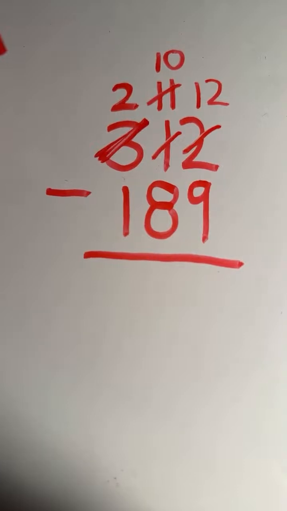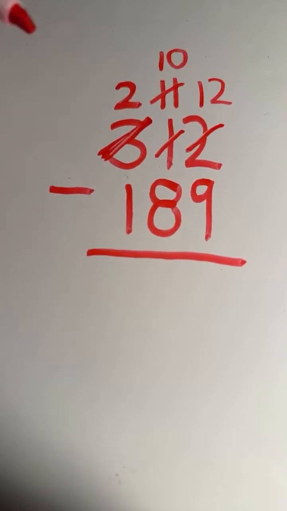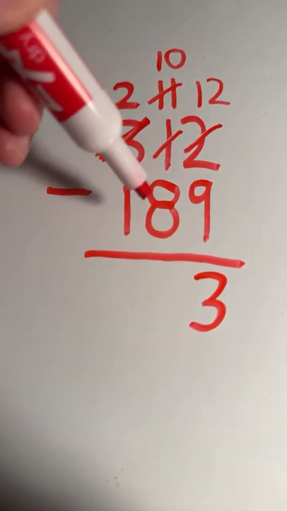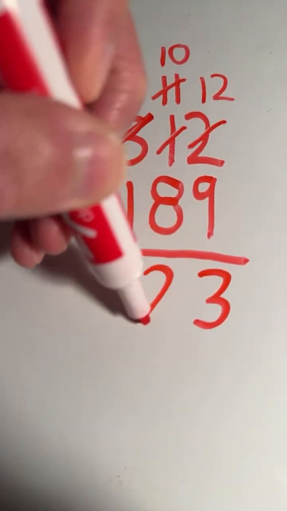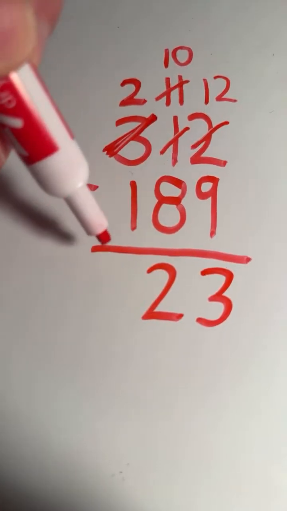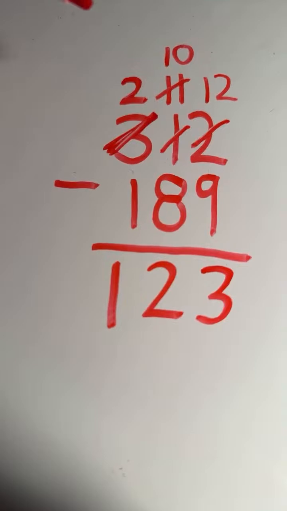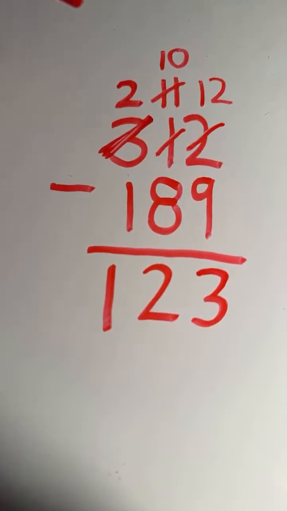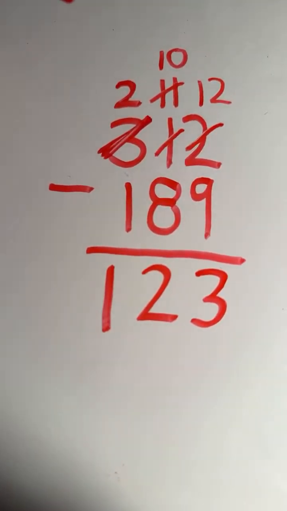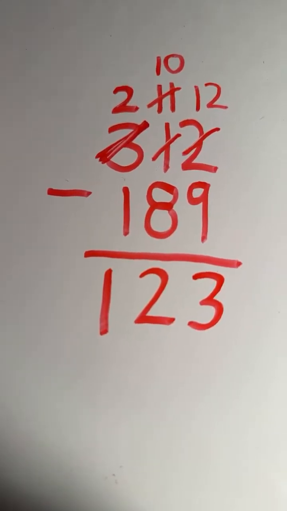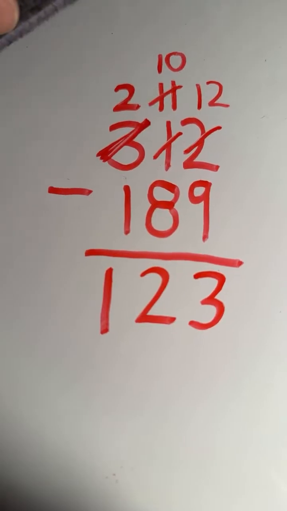Then once all the regrouping is complete, you start in the ones place and you subtract. 12 minus 9 equals 3. 10 minus 8 equals 2. 2 minus 1 equals 1. And we have our final answer, 312 minus 189 equals 123.